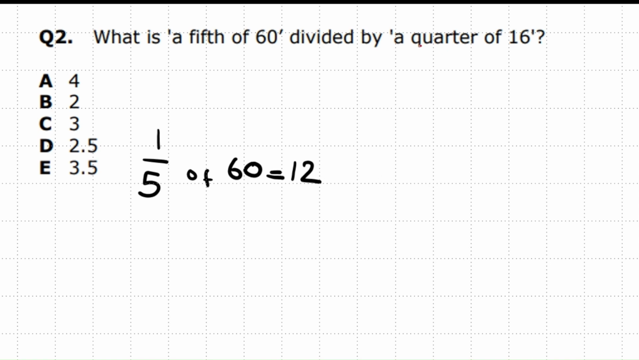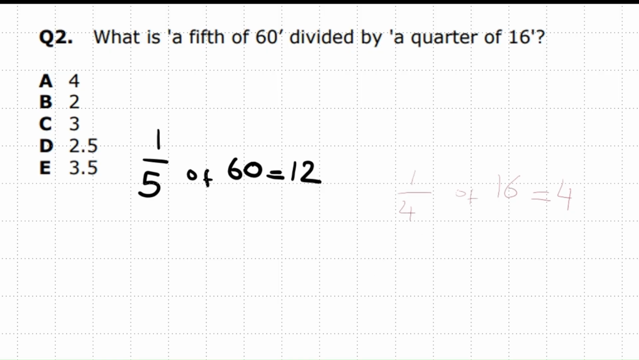Now we have to find 1/4 of 16. So again, write it out. And 16 divided by 4 is 4, times 1 equals 4. So 1/4 of 16 is 4.